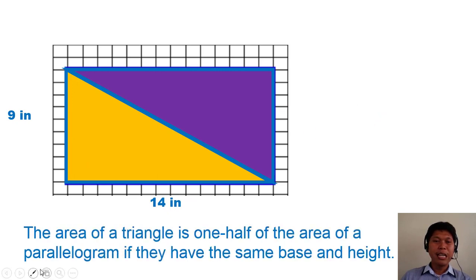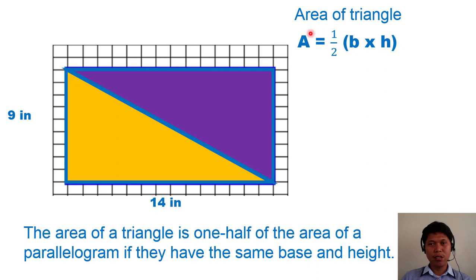It means the area of a triangle is just 1/2 of the area of the whole parallelogram if they have the same base and height. And in this case, they got the same base and height. Therefore, if we are going to divide that 126 by 2, or get 1/2 of 126, then we get the area of this triangle that we are looking for. Okay, to show that the area of the triangle is 1/2 base times height, just substitute 14 and 9.